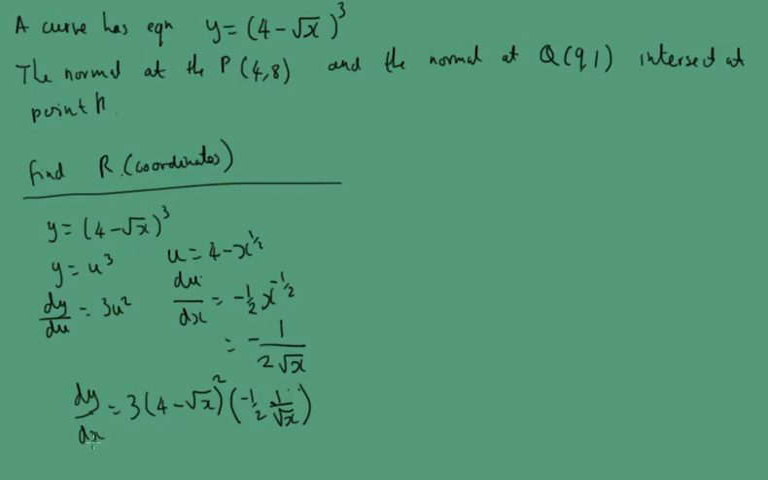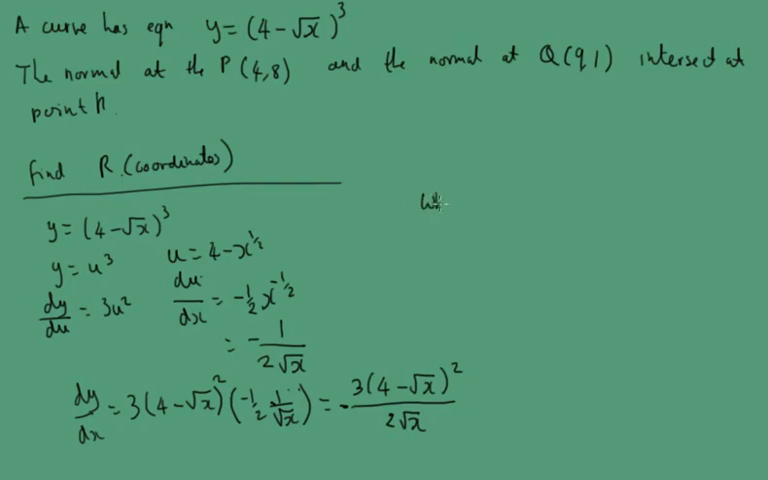Now if you simplify all this and tidy it up a wee bit, you'll get minus 3 times (4 minus root x) squared over 2 square root of x, oh, and there's a minus, got that minus. There we go. So we want to find the gradient at point 4 and point 9.